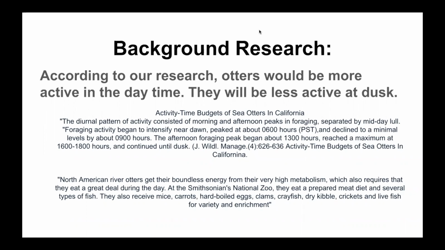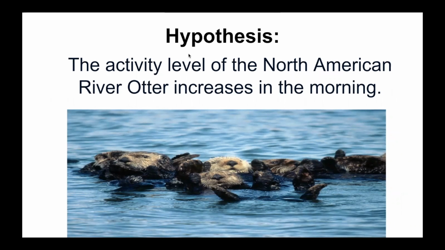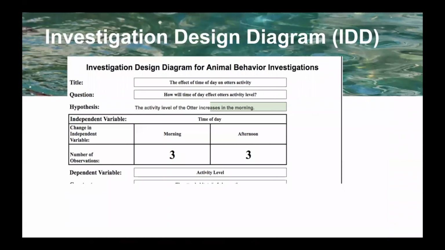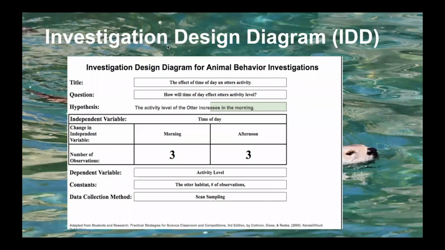The otters, right? Because that's what we were doing, the otters. So that's all the food that they eat, remember? Yeah, good job. The activity level of the North American river otters increases in the morning. Good job. Okay, so what's this? What do we call this chart? Investigation design diagram. Good job.